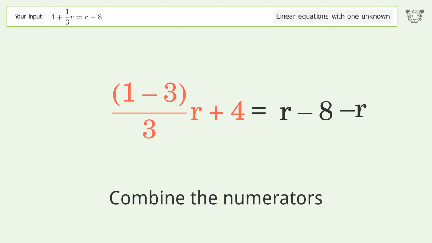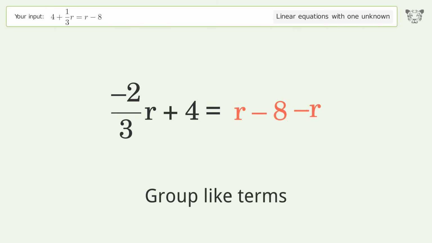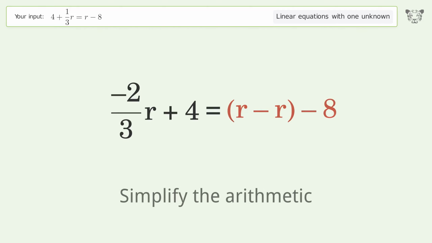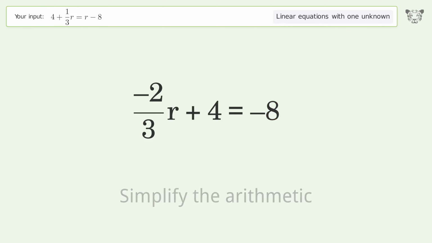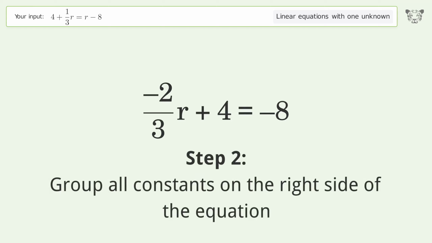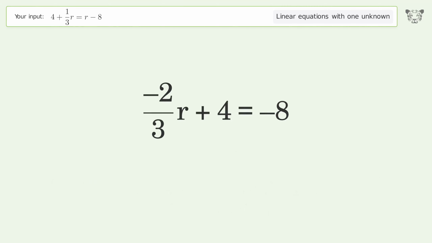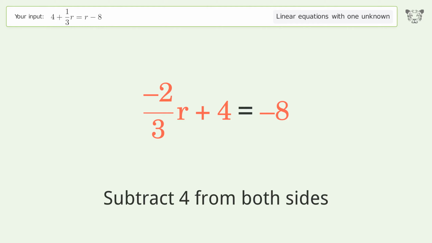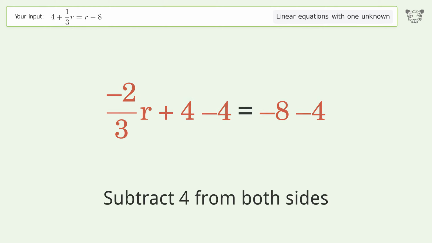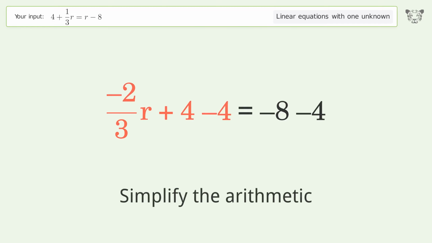Combine the numerators. Group like terms. Simplify the arithmetic. Group all constants on the right side of the equation. Subtract 4 from both sides. Simplify the arithmetic.